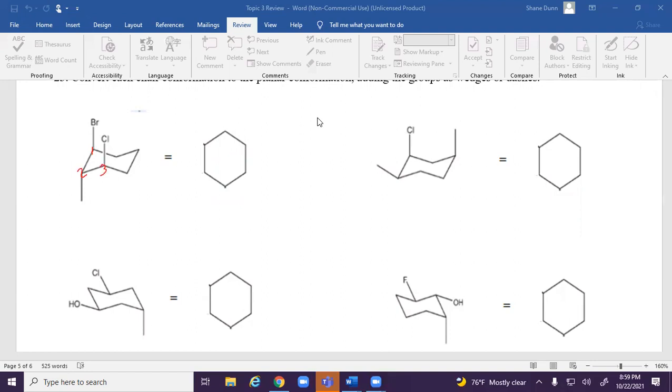1, 2, 3. Axial. Right? Okay. Which means, make this guy up. This guy has to be dashed. Because 1, 2, if they're both axial, they are considered trans. Since 1 and 3 are both axial, it's considered cis. Correct?